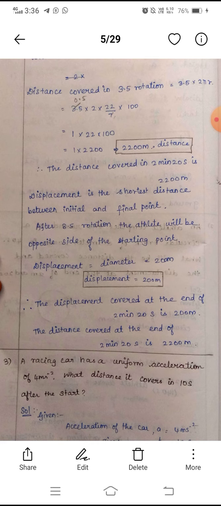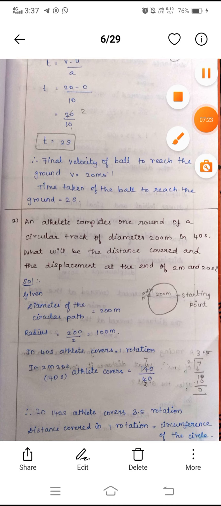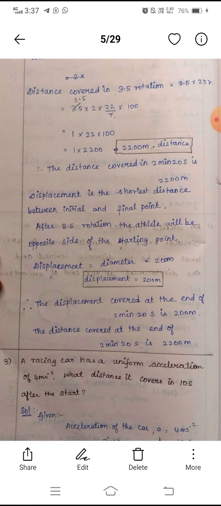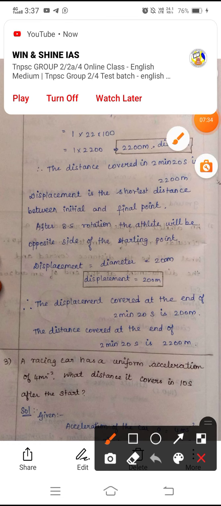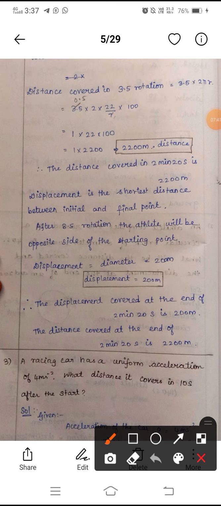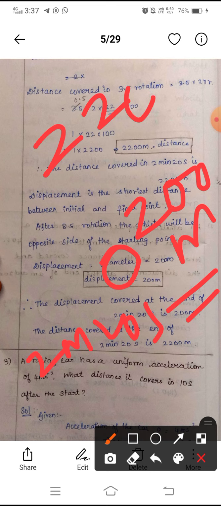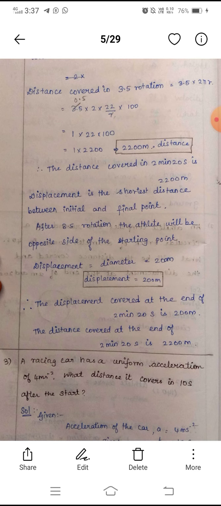So displacement is equal to the diameter, because this whole diameter is 200 meter. What is the diameter value? 200 meter. So the displacement covered at the end of 2 minutes 20 seconds is 200 meter, as the diameter value was already given. So the displacement covered in 2 minutes 20 seconds is 200 meter, and the distance covered in 2 minutes 20 seconds is 2200 meter. Okay, are you clear?